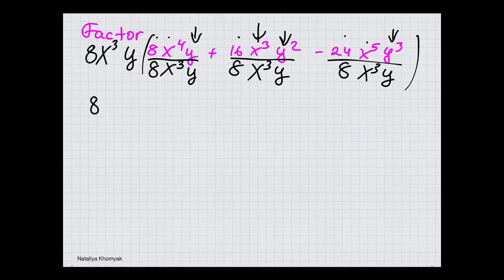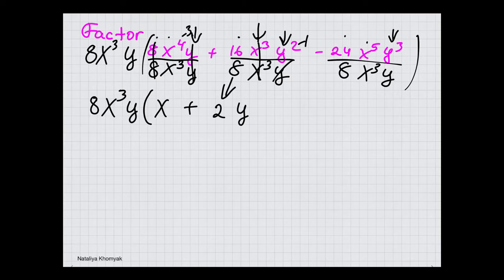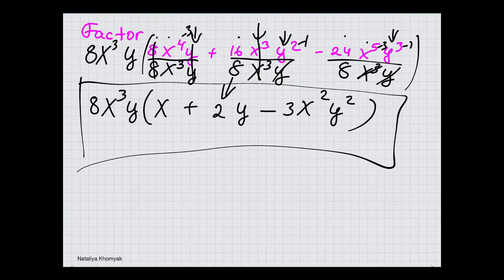So we have 8x 3y. This cancels, so we have x to the 4 minus 3, which gives us x, plus 8 goes into 16 2 times. This cancels. Y to the first, which is just y, minus 8 goes into 24 3 times. This becomes 5 minus 3x to the second, y to the second. And this is our solution.